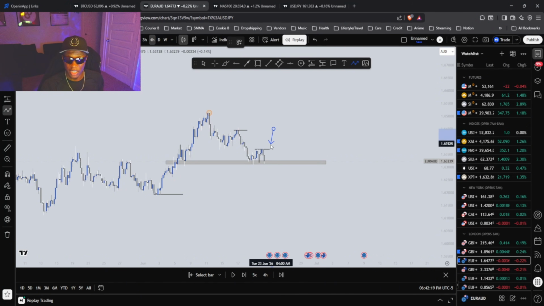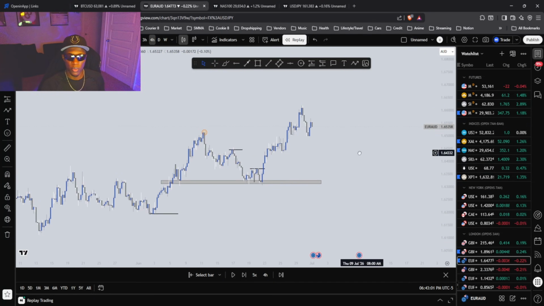So like I said, if price breaks above here, we'll wait for ICC fundamentals: an indication, a correction, a continuation. If price breaks below this support area, we'll be looking for an indication, a correction, a continuation. Same thing. Okay, so let's see how price plays out on this chart.